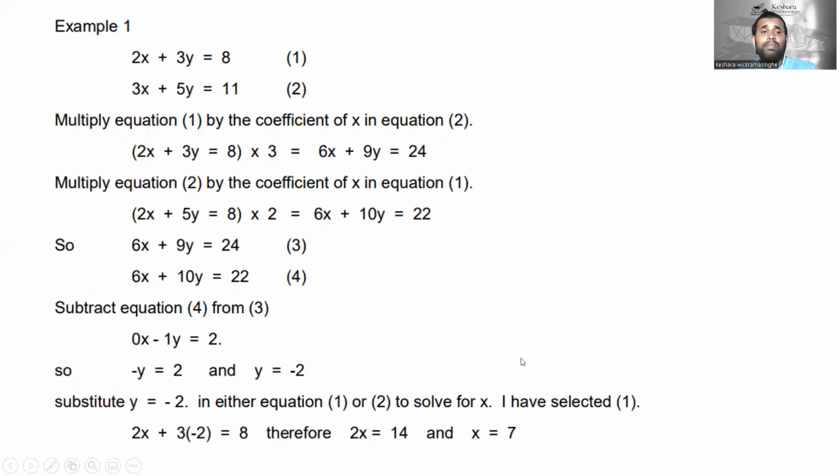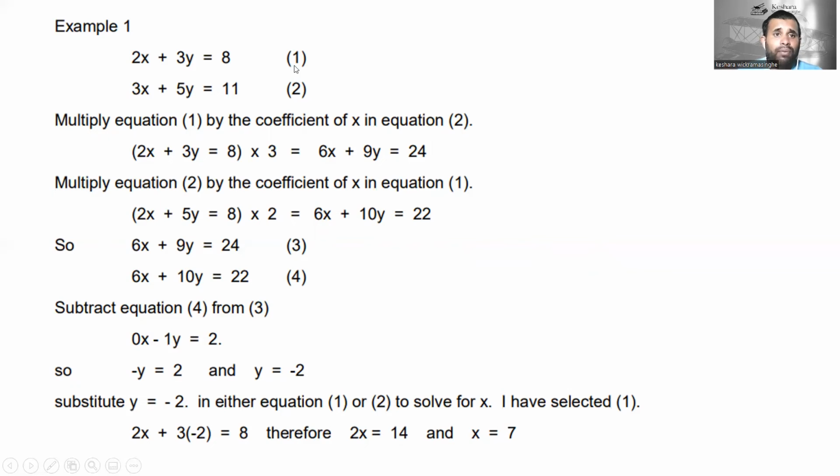So let's see an example. Example number 1: 2x plus 3y equals 8 is equation number 1, and 3x plus 5y equals 11 is equation number 2. Multiply equation 1 by the coefficient of x in equation number 2. Why? Because here the coefficients are different, right? So the numbers are different, so then we have to make them the same number.